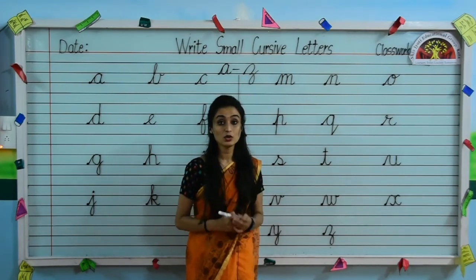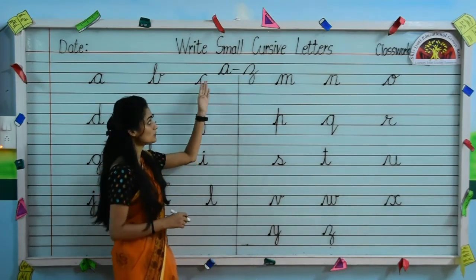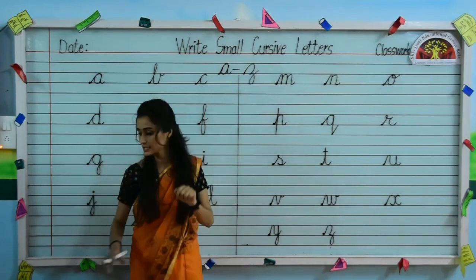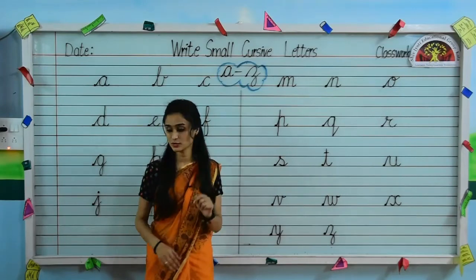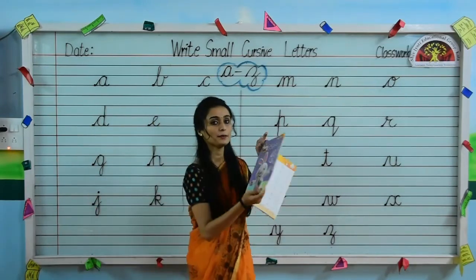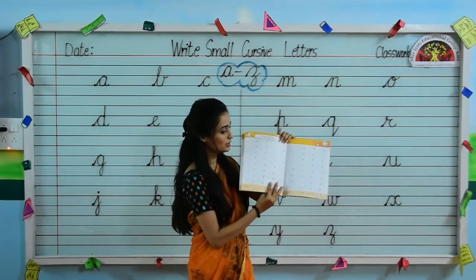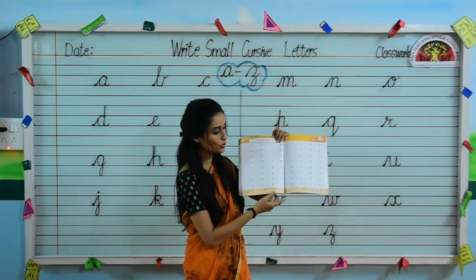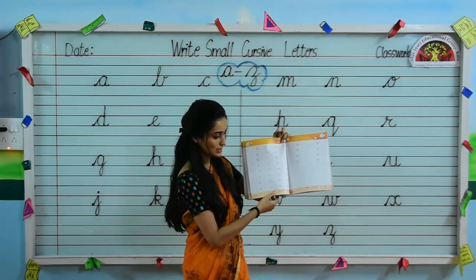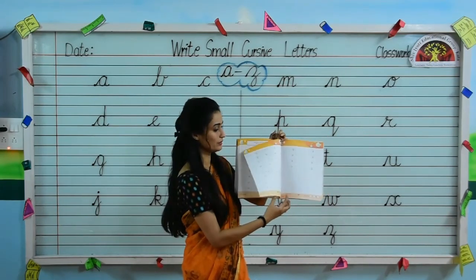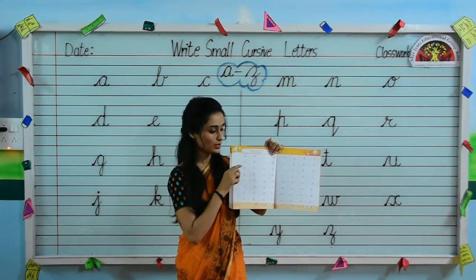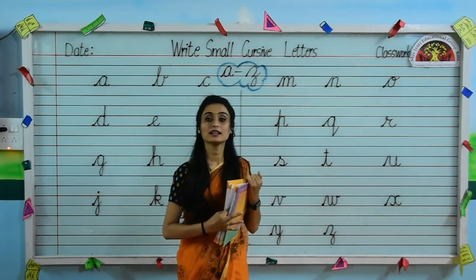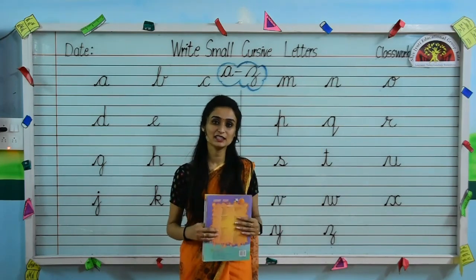Okay, kids? So, you have to complete your small cursive letter A to Z. So, kids, you have to write your small cursive letter A to Z in your preset book on page number 62, 63, 64 and 65. You have to write it 3 times. Each letter you have to write 3 times. Okay? Write very neatly and beautifully in your book.